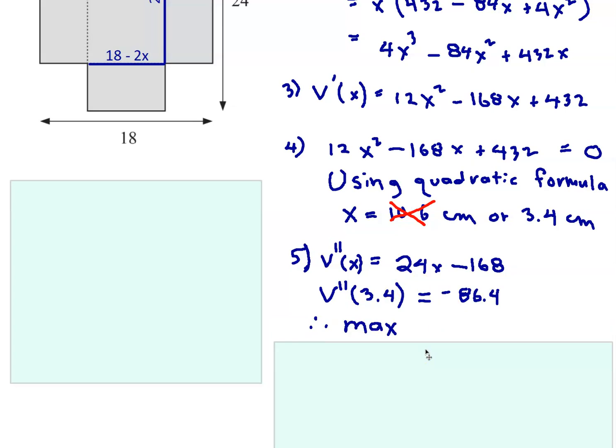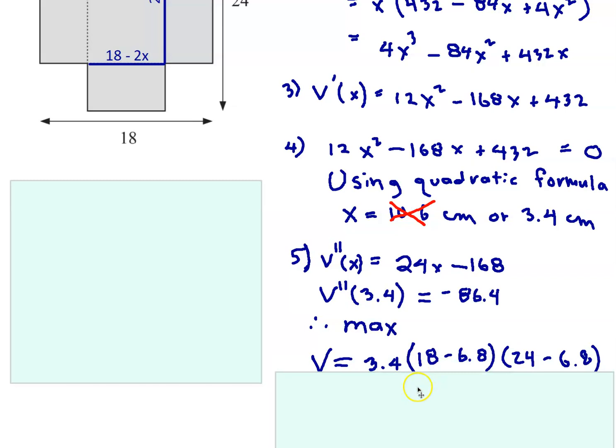So at this stage, we're assuming that we're going to get the maximum volume if we cut out squares of size 3.4 centimeters. And if we do that, the volume that we obtain is just found by substituting 3.4 into the volume formula, and we end up with a volume of 655 cubic centimeters.